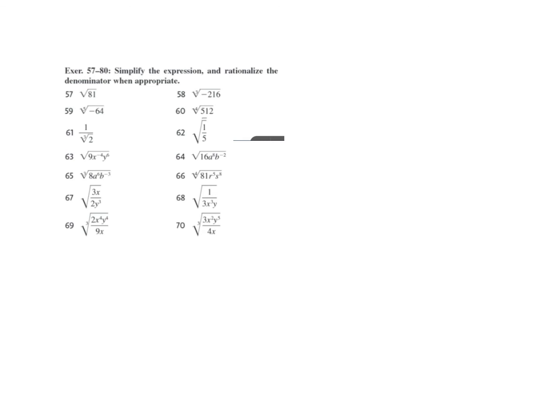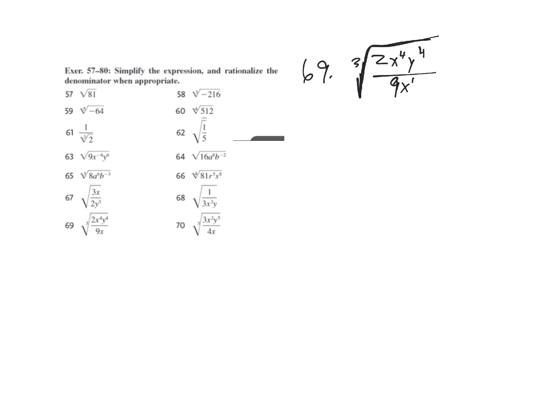The cubed root of 2x to the fourth y to the fourth over 9x. So let's put everything in radical form here, or rational exponents here. But we can also simplify first. I'm always in favor of simplifying everything you can before you do the bigger stuff. Not always, but almost always.